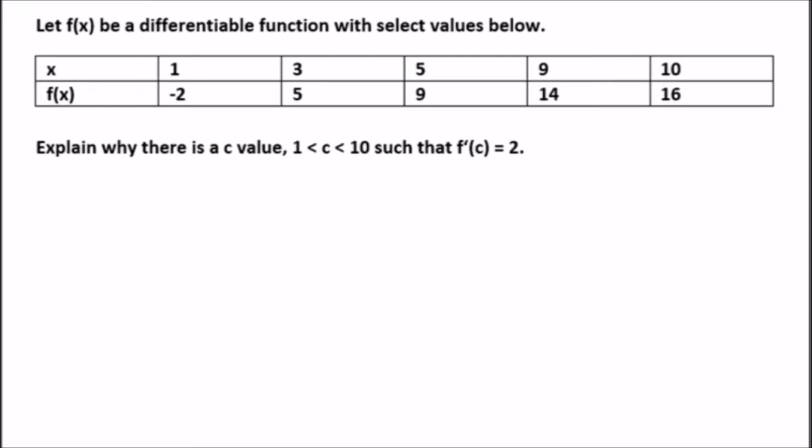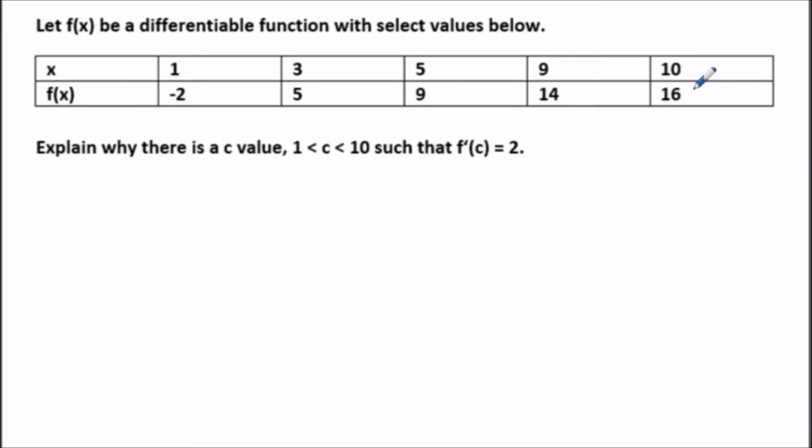So we have let f be a differentiable function with select values below, and we have this table, and we want to explain why there's a value c between 1 and 10 where the derivative at c is equal to 2. So for this example here, the strategy is to look for a pair of points that the slope between them is equal to 2, because we specifically want to show this value here.